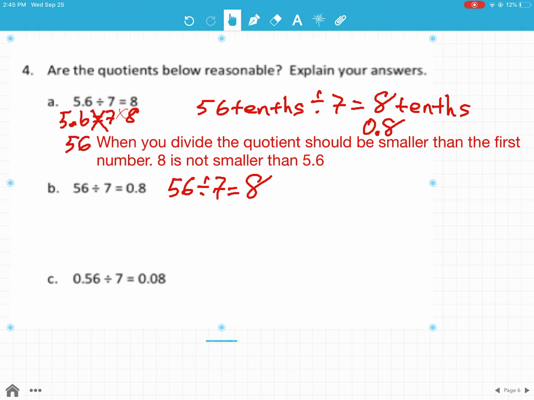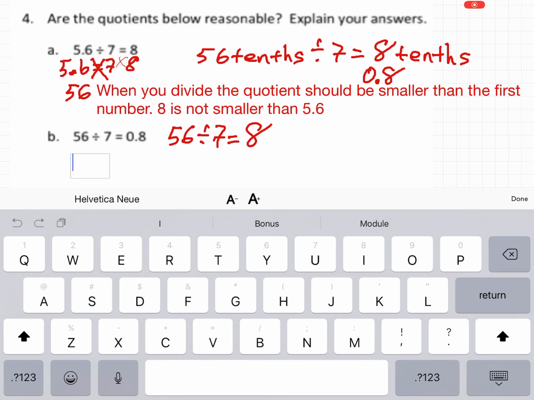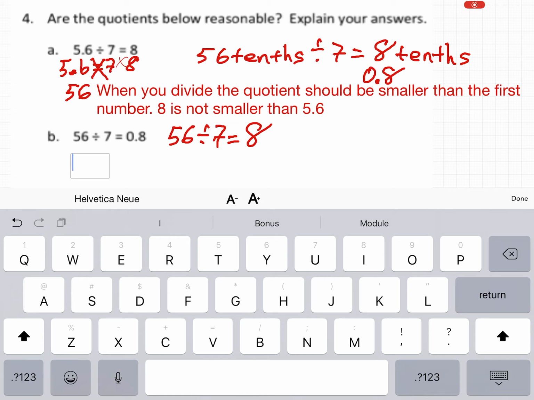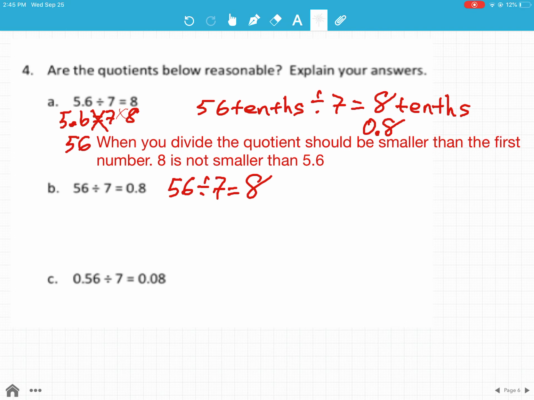Okay, over here, it is smaller. Our answer is smaller, but there is no decimals. So both numbers, I shouldn't say that because it's not true. If I did 7 divided by 56, it would be smaller. So got to be careful here. I don't want to say the wrong thing. Okay? Well, you can just show that the answer of 56 divided by 7 is 8. You can also show that 7 times 8 equals 56.